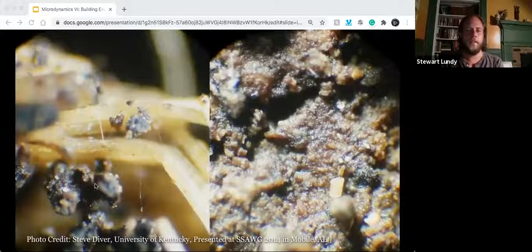That was very generous. So this slide is from Steve Diver. The one on the left is a microscopic view of unfinished compost, what you would buy commercially as sold as compost. And then on the right is true colloidal compost, which has been reduced to this colloidal anonymity.